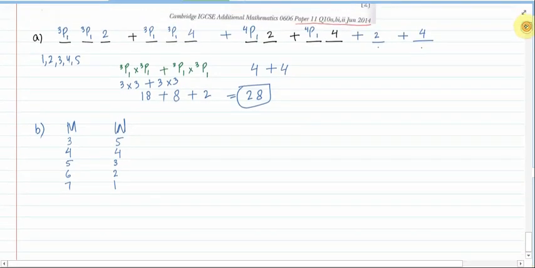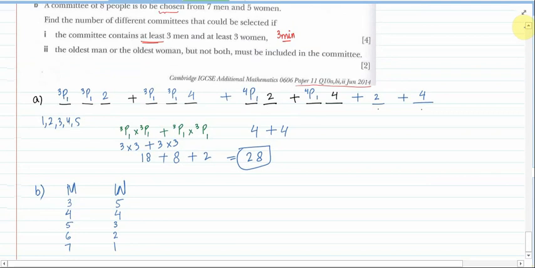So the total men we have is 7. For the first case, I can say it's 7 combination 3 times 5 combination 5. Then 7 combination 4 times 5 combination 4, and 7 combination 5 into 5 combination 3. The remaining 2 cases I am not going to attempt, because they do not follow the condition of at least 3 women. So we can simplify these 3.